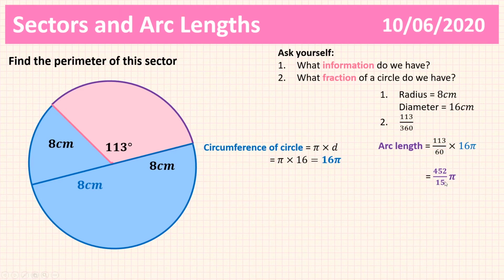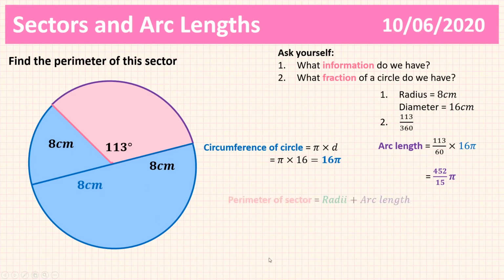Once again, it looks like a difficult fraction, 452 over 15 pi. It is a difficult fraction, but all of these questions are calculator questions. We can keep these in terms of fraction, in terms of pi, and be very accurate right at the end. So we want to try and keep our accuracy. If this was a non-calculator question, the numbers would be easier, but for now, this is what you need to concentrate on.